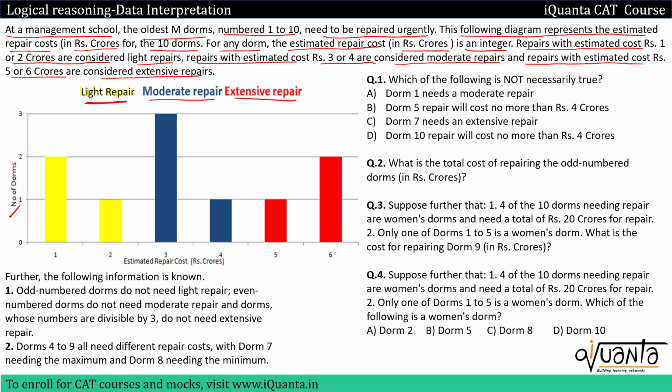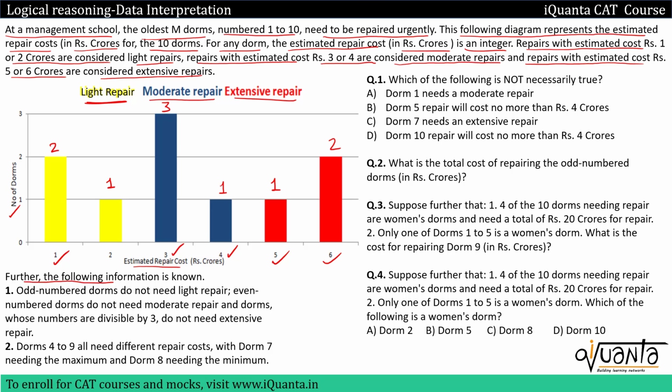We have been given the number of dorms on the y-axis and estimated repair cost on the x-axis. So if I read this graph, I can say that number of dorms that need 1 crore rupee to be repaired, they are 2. Number of dorms that require 2 crore rupees to be repaired, they are 1. Then for this blue one, this means moderate repair. So number of dorms that require 3 crore rupees to be repaired, they are 3. We have one dorm which needs 4 crore rupees to be repaired, one dorm which needs 5 crore rupees to be repaired, and 2 dorms which need 6 crore rupees to be repaired. So that is how we have to read this graph.